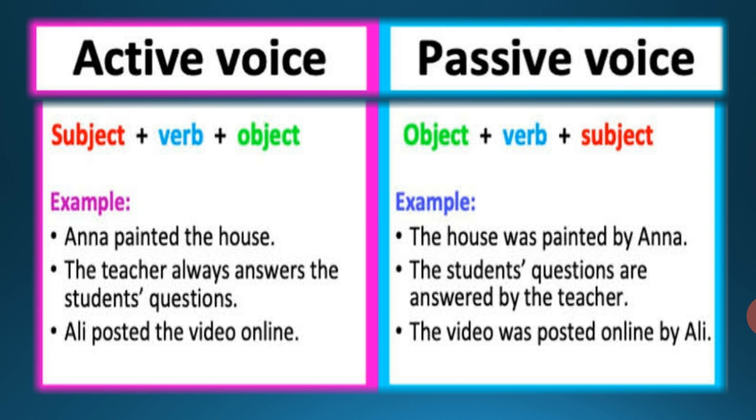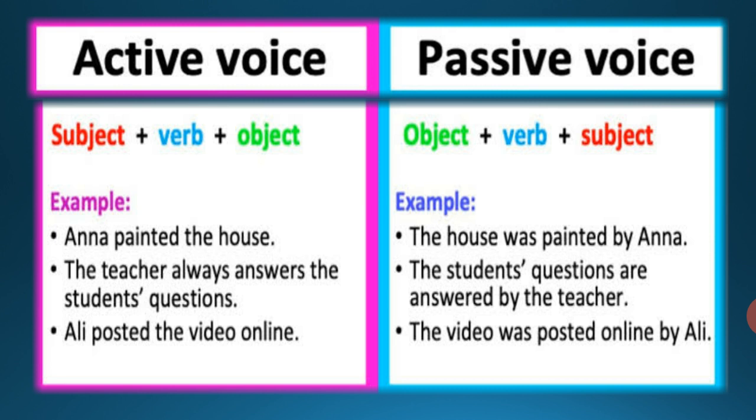What does active voice tell us? Active voice tells what a person or thing does. Here, the subject performs the action on the object. So, Anna painted the house. Anna is the subject. That subject performs the action on the object. How? She is painting the house.